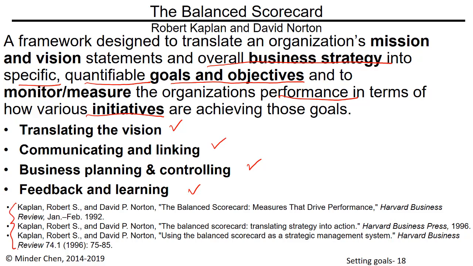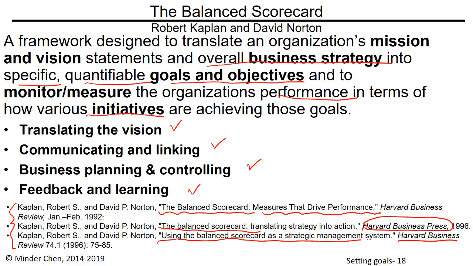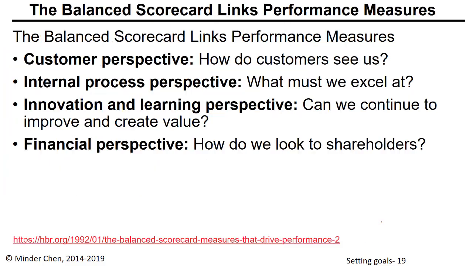Here you will find a few Harvard Business School articles. The first one is The Balanced Scorecard: Measures That Drive Performance, published in 1992. The Balanced Scorecard is also a book from Harvard Business Press. A follow-up article four years later is called Using the Balanced Scorecard as a Strategic Management System.